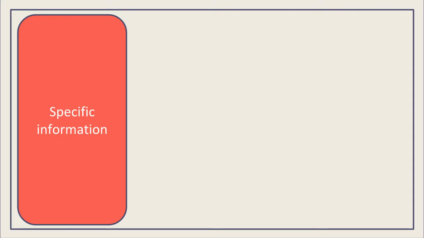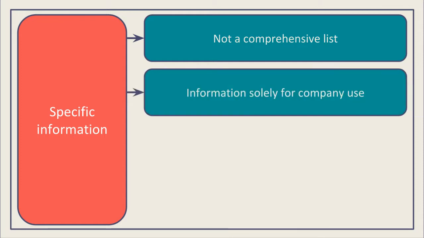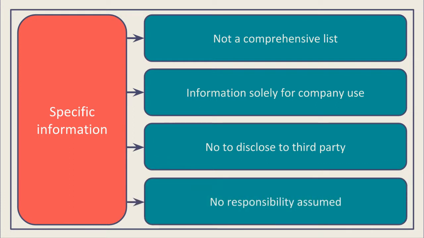In addition to outlining deficiencies, the auditor must give specific information regarding the evidence being provided. Within the report, they will explain that the report is not a comprehensive list of all deficiencies. The deficiencies are only those found during the work of the auditor, and there may be more that have not been detected. The report and the information within it is for the sole use of the company. They should not disclose anything within the report to a third party without written permission from the auditor, and no responsibility is assumed to any other parties.